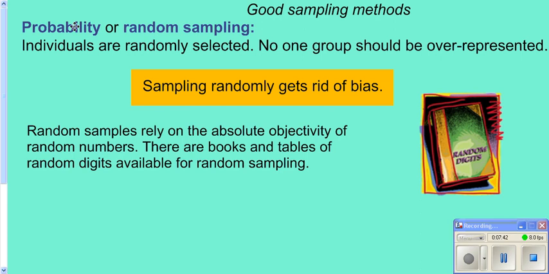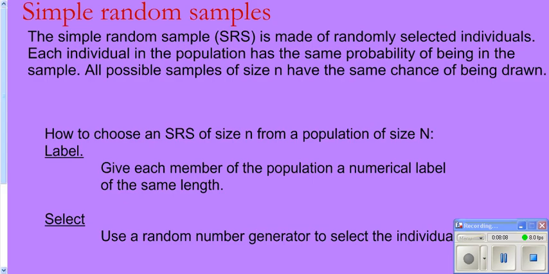Now, a probability or random sampling is a good sampling method. We want to try to do a random sampling when we are looking for our subjects, for our sample. When you're dealing with a random sample, it eliminates the bias or tries to reduce the bias. Now, there's different ways to do random sampling. One of them is a simple random sample.